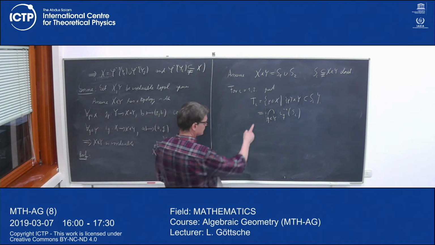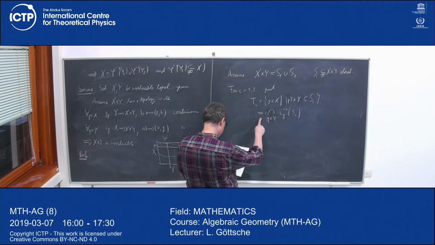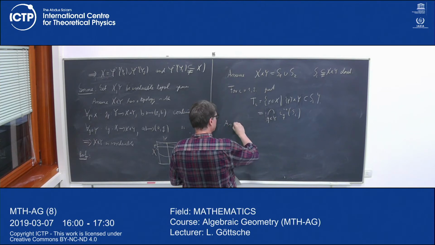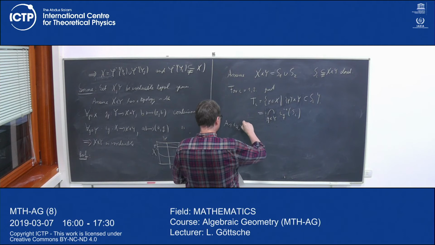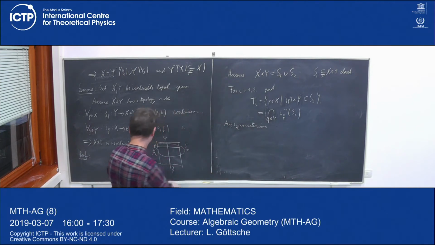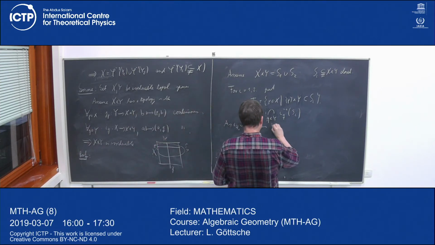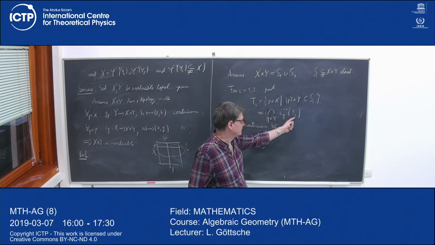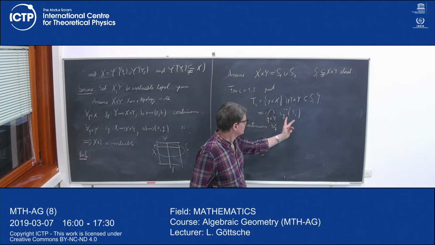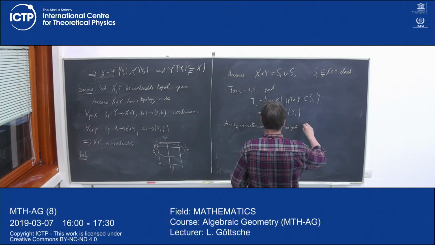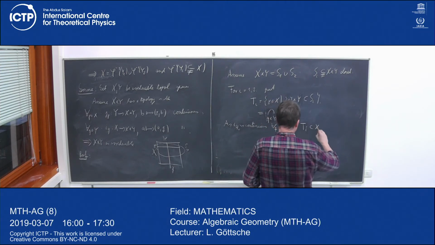And note that, as i_q is continuous, this is an intersection of closed subsets, because it's the inverse image of a closed subset by a continuous map. So this is an intersection of closed subsets, so it's closed. We get that Ti in X is closed.